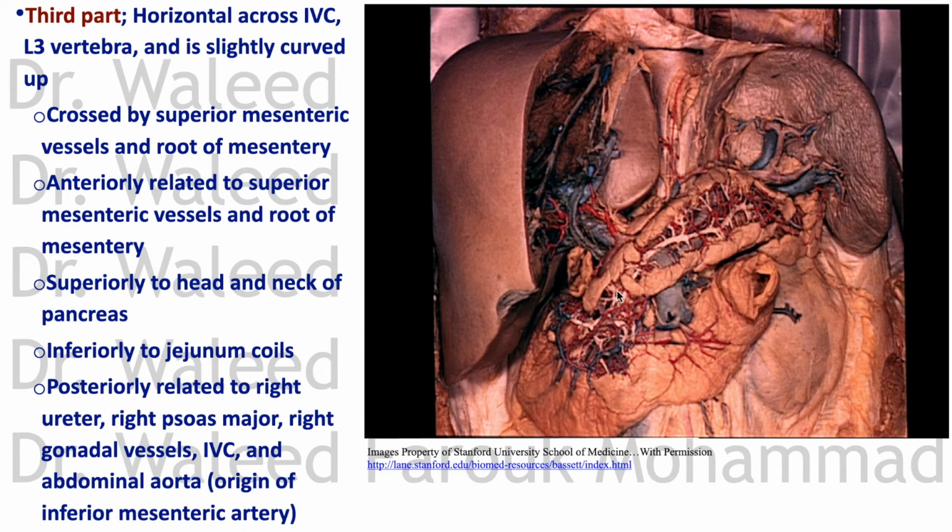And superiorly you have the uncinate process of the pancreas. Anteriorly it's related to the superior mesenteric vessels and root of mesentery. Okay, so this is the third part, which is at the level of L3 vertebra.